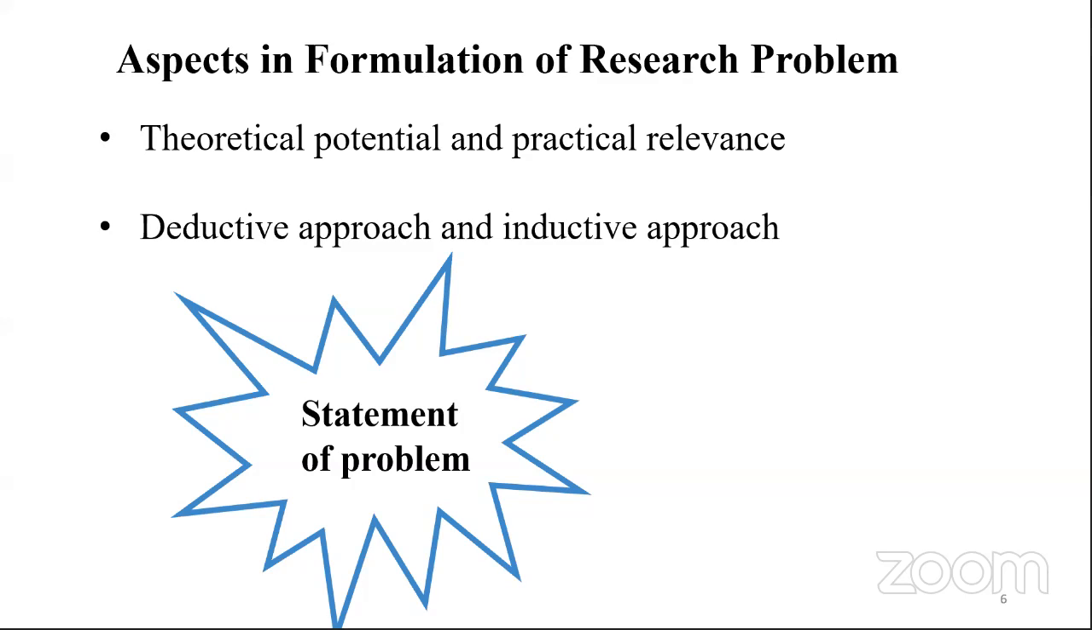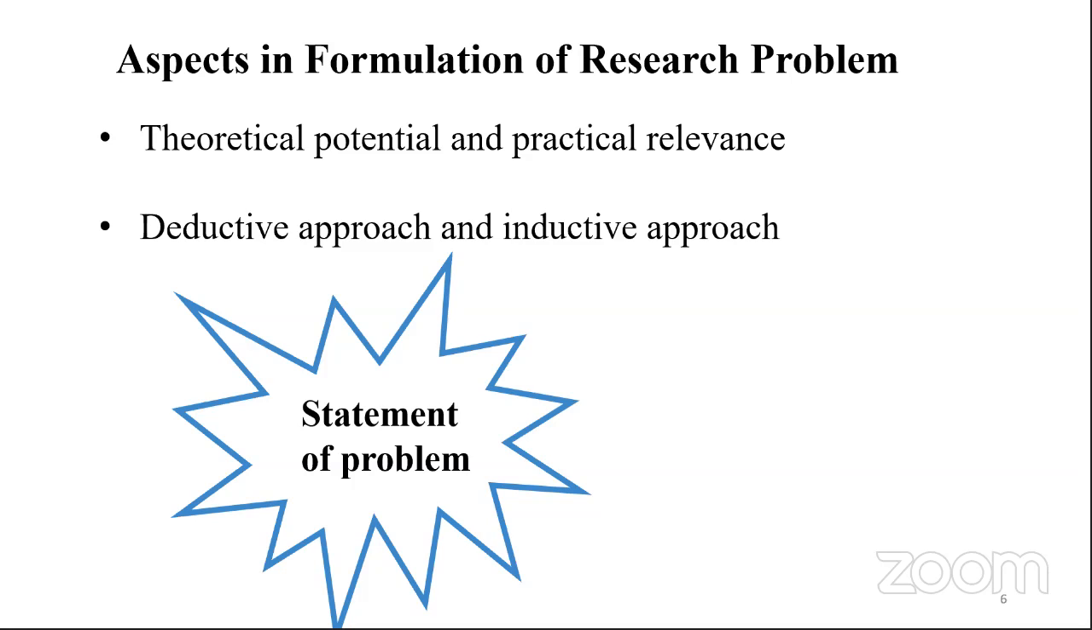And then there are certain aspects in the formulation of a research problem. What are these aspects? One is the theoretical aspect and its practical relevance. And of course, the other one is a different issue. Let's talk first about the theoretical potential and practical relevance. While formulating a research problem, one has to keep in mind whether the problem has a theoretical potential, or whether it has any practical relevance.